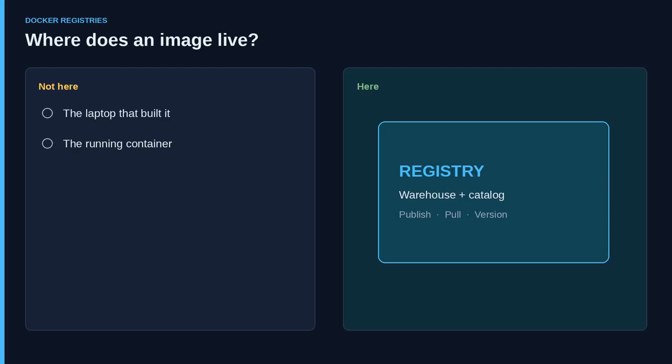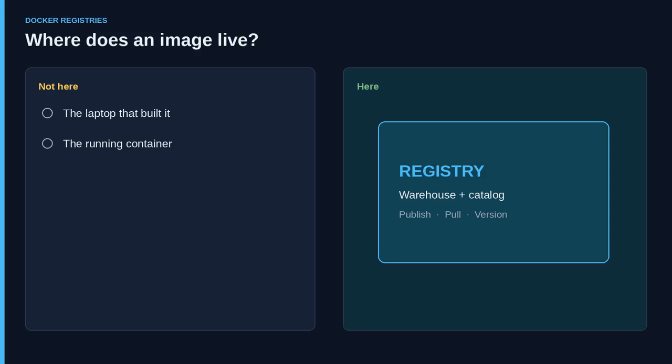Where does a container image actually live before you deploy it? Not on the laptop that built it, not inside the running container. It lives in a registry, a specialized store that teams use to publish images, pull them, and keep versions straight. Think of it as a warehouse with a catalog. The warehouse holds the boxes, the catalog tells you which box is which version.